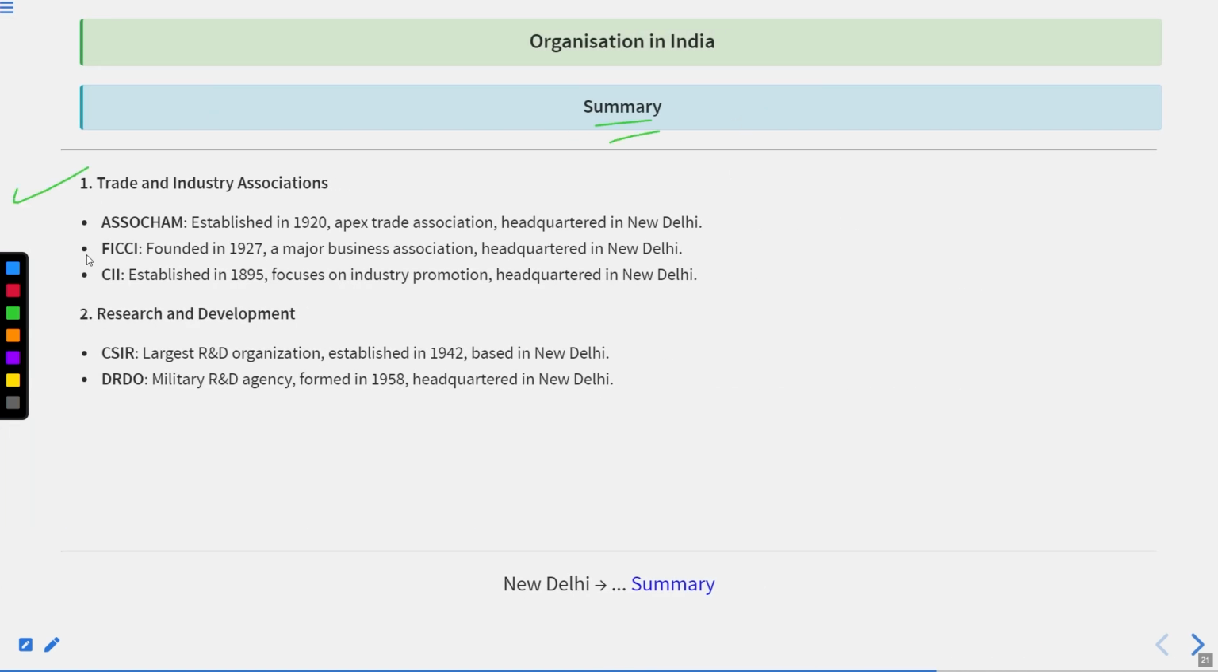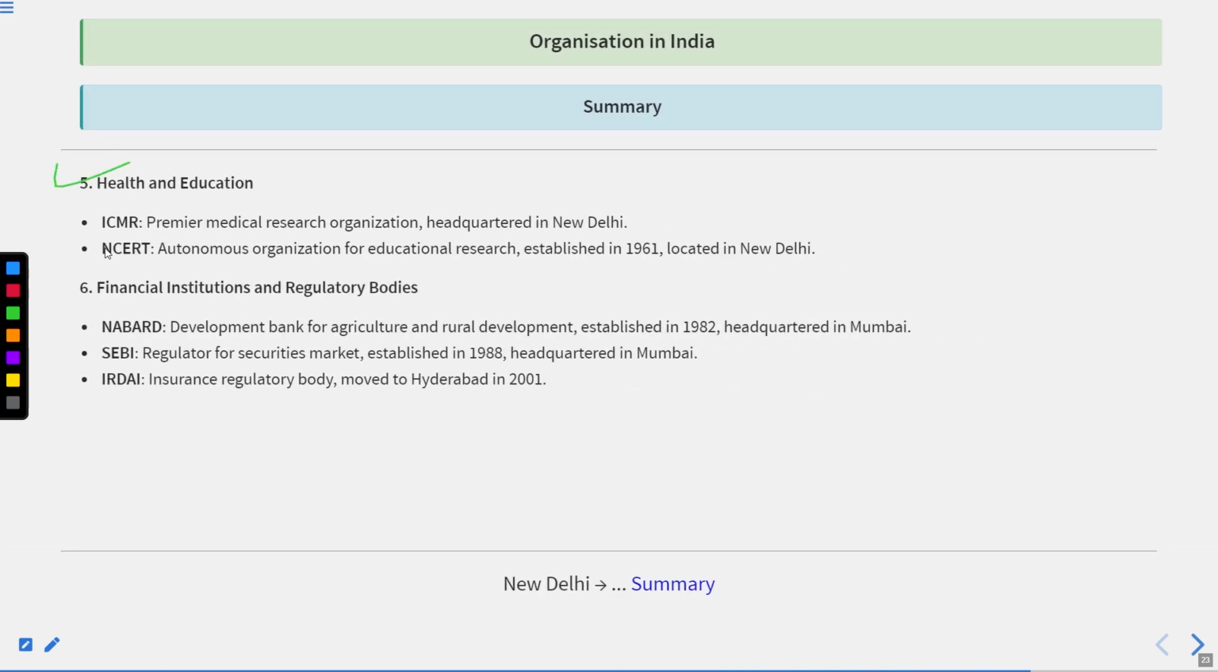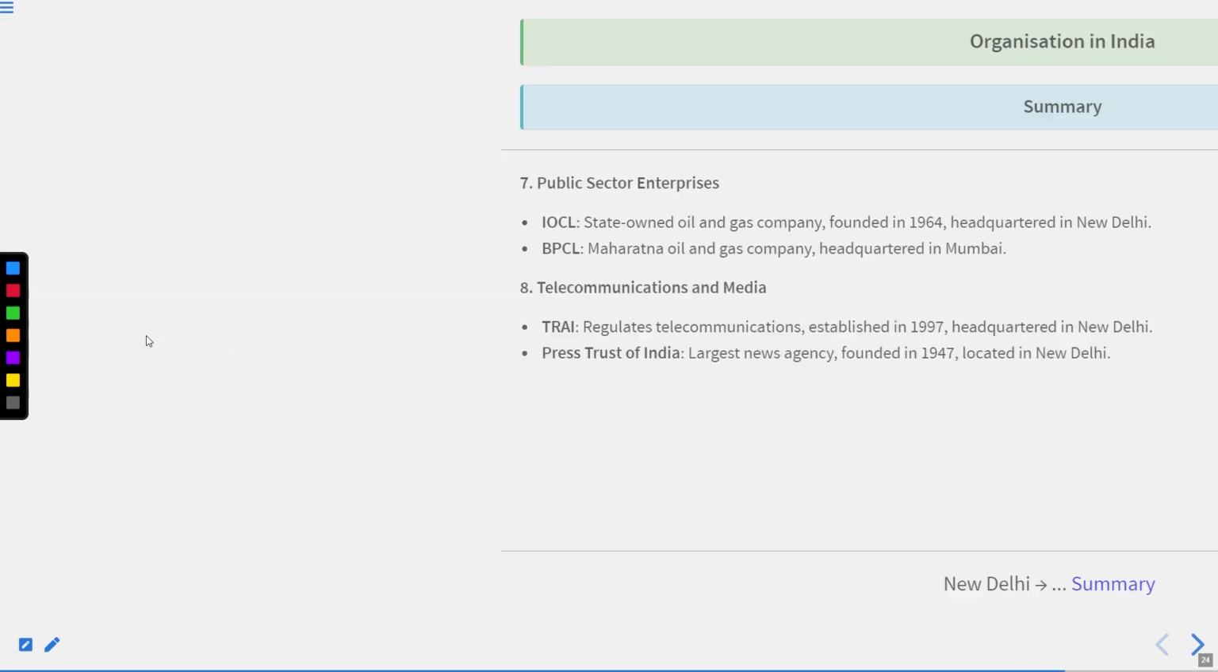So basically, under trade and industry associations, we have seen ASSOCHAM, FICCI, CII. Under research and development, we have seen CSIR and DRDO. Under government audit and regulations, we have seen CAG, Competition Commission of India, Central Board of Direct Taxes. Statistical and environmental agencies, we have seen the Central Statistics Office, Central Pollution Control Board. Health and education, we have seen ICMR, NCERT. Financial institutions and regulatory bodies, we have seen NABARD, SEBI and IRDAI.